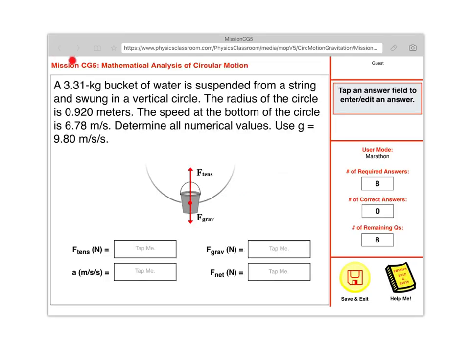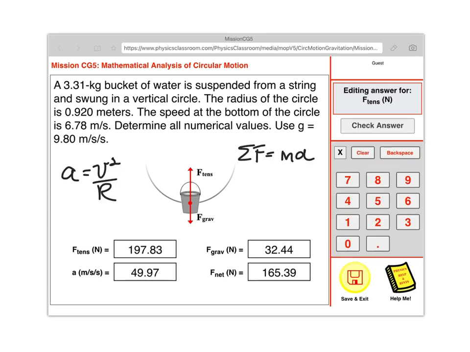Okay, here we are, CG5. Now we have some calculations. So read through this and see, do as much as you can before you watch me do it. Okay, so first I did FG, or F grav. That's just mg, and that's what I got.